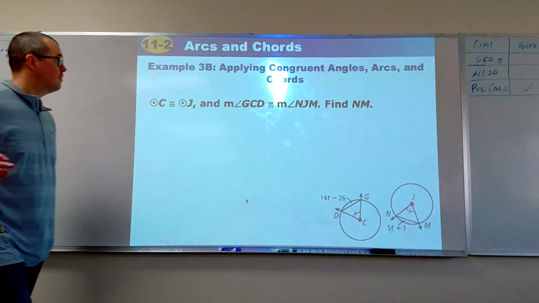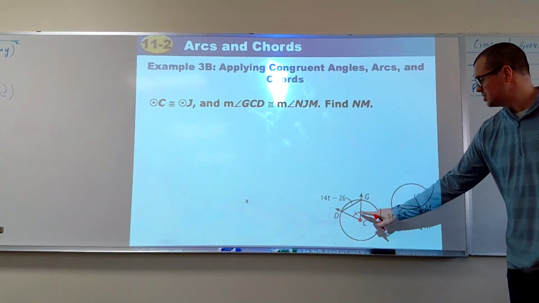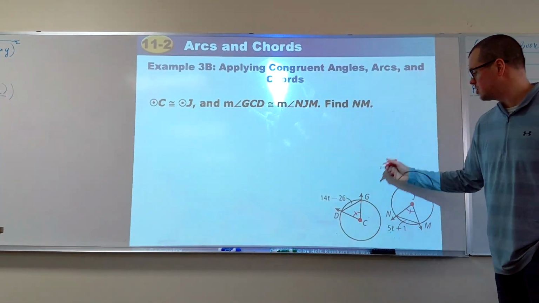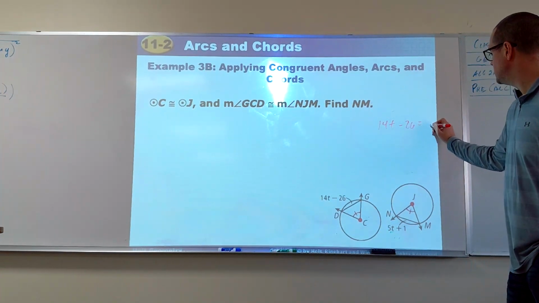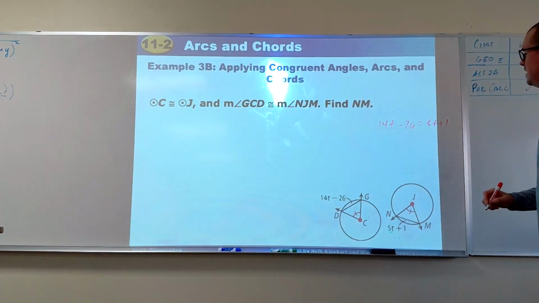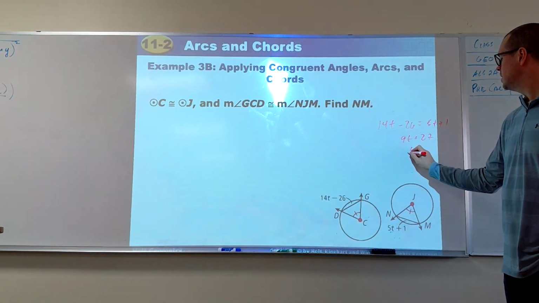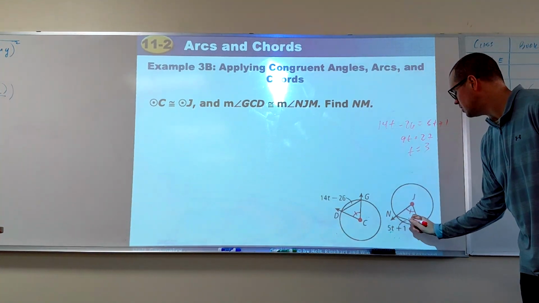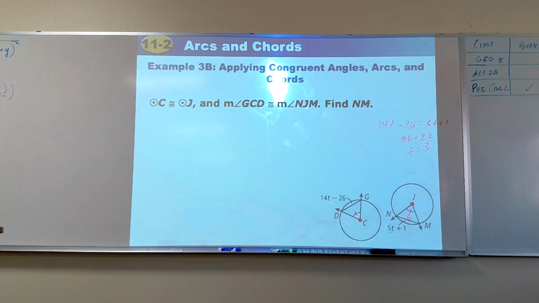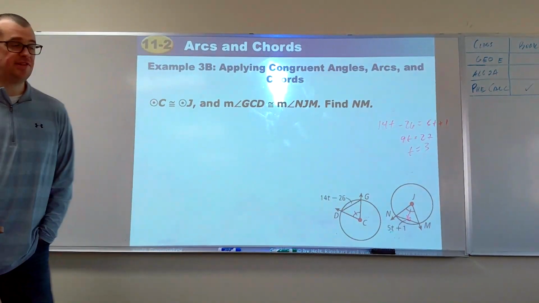Okay? Find NM. Well, we can see that the central angles are the same, which tells you that those chords have to be the same. So we go 14t minus 26 equals 5t plus 1. So 9t equals 27. So t equals 3. Plug it in. 3 times 5 plus 1 is 16. If one's the same, they're all the same.